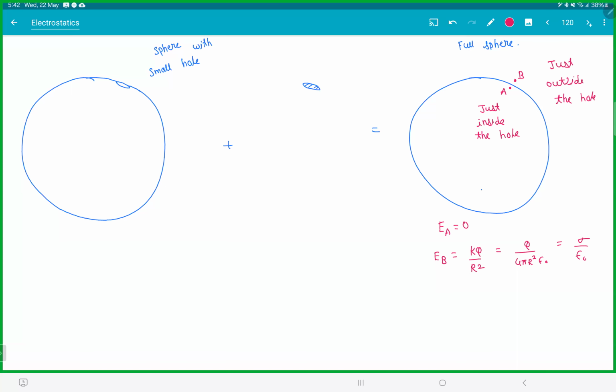Okay. Now for this guy, this is EB, this is EA. Remember, it's a small positive charge sheet, so the field will be away from the charge. Here, due to this shell here, this would be EB, this would be EA. Let me write it as 1 and 2 actually.